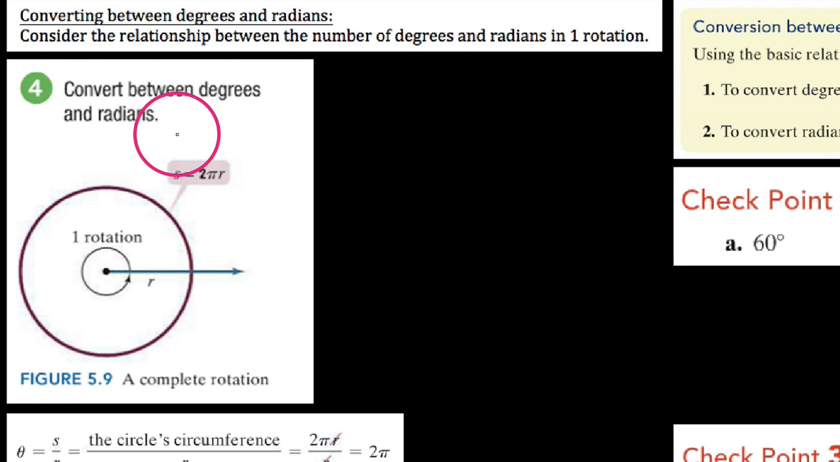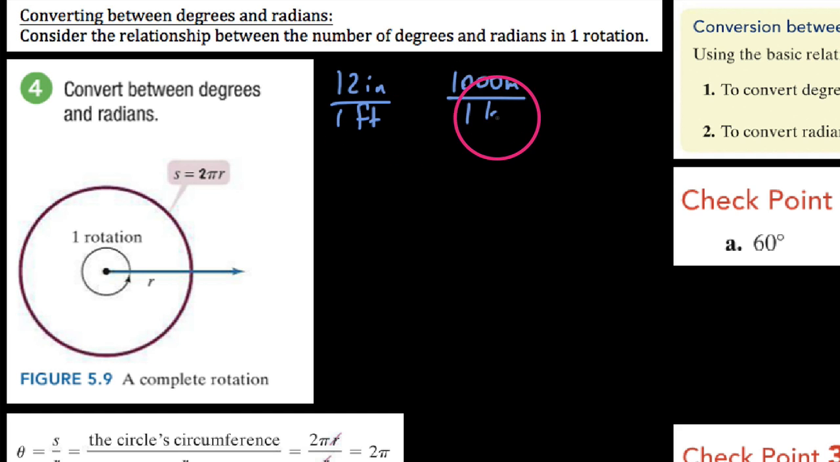Converting between degrees and radians, we need a conversion factor. That is to say, we often say things like 12 inches is 1 foot, or we might say 1,000 meters is 1 kilometer. These conversion factors come in really handy when we want to cancel out units that we're not interested in. And so what we're going to do is start with this.